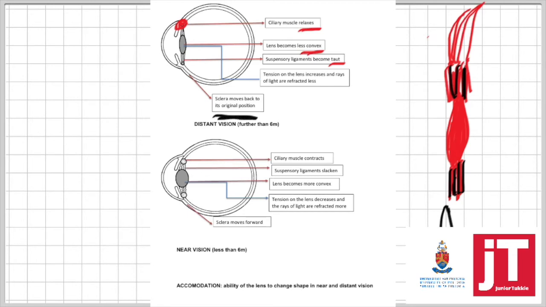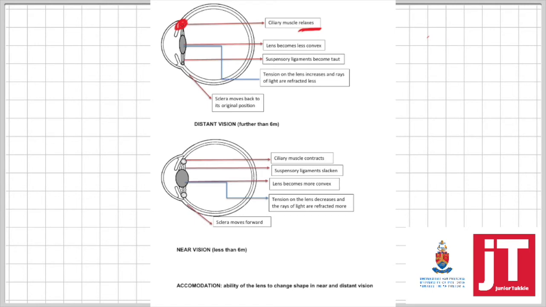Other information that you should know is the sclera will also move backwards to its original position. That is the distant vision. For near vision, once you learn distant vision, near vision is the exact opposite. Here you will see the sclera moves forward. As it moves forward, the ciliary muscle contracts and the suspensory ligaments slacken. It gets loosened, and if it gets loosened, then the lens becomes more convex.